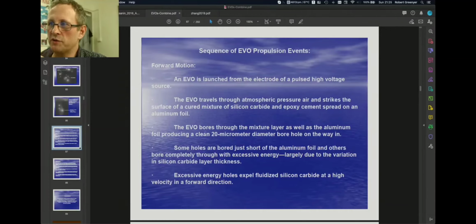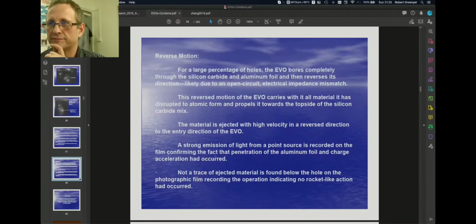The EVO bores through the mixture layer as well as the aluminium foil, producing a clean 20 micrometer diameter borehole on the way in. Some holes are bored just short of the aluminium foil, and others bore completely through with excessive energy, largely due to the variation in silicon carbide layer thickness. Excessive energy holes expel fluidized silicon carbide at a high velocity in the forward direction.